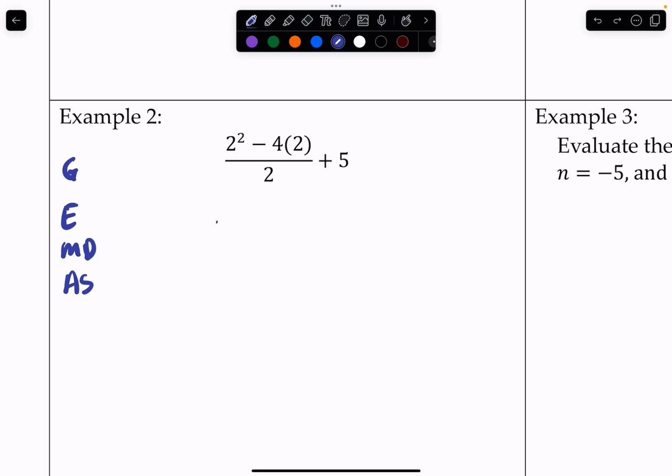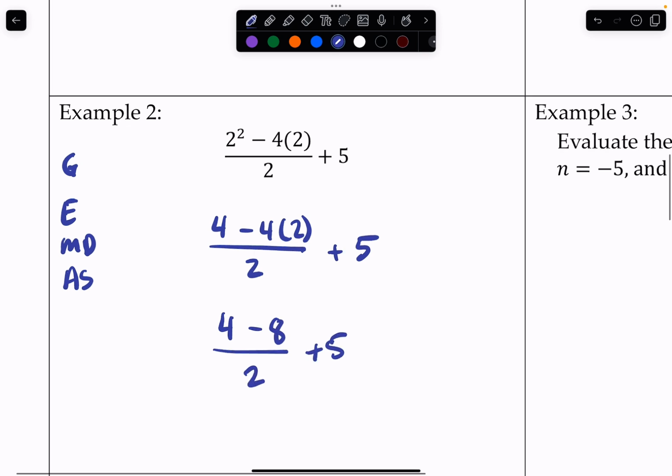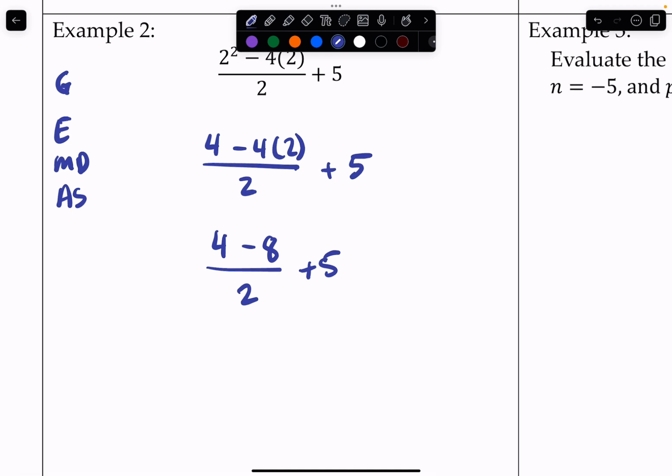2 squared, that's an exponent. Let's evaluate that. So if I'm doing this one step at a time, I still am only going to do the top part of that fraction bar first, and I'm going to do exponents, and then I'm going to do multiplication. So I've got that 4 times 2, so that turns into 4 minus 8 over 2 plus 5, and I'm still trying to evaluate everything in that. So I'm not going to do division. I'm not going to do like 4 minus 8 over 2. I need to finish what's in the top of that fraction bar, so we're going to do the 4 minus 8, which is negative 4 over 2.